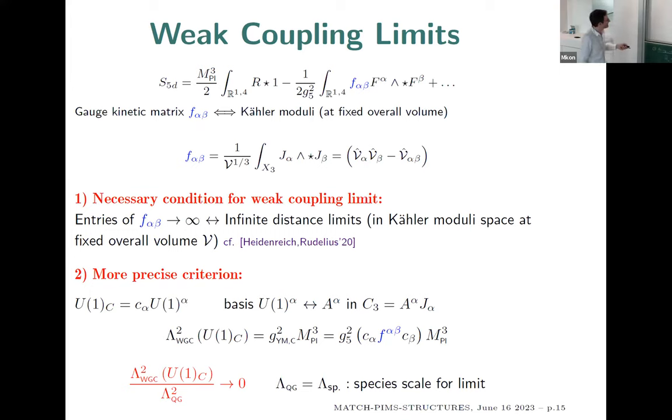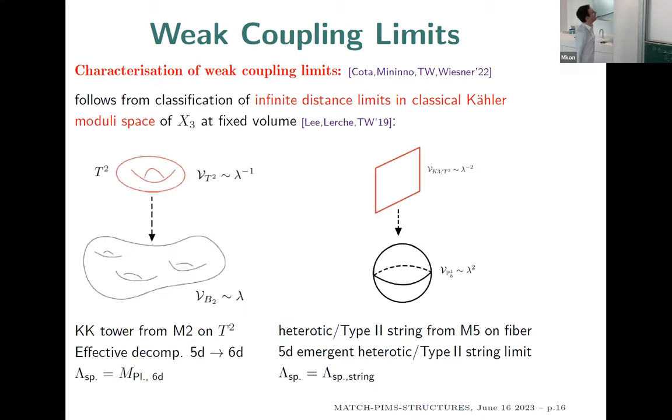And for the physicists, it's the statement that we have to relate the gauge coupling to the cutoff of quantum gravity. And this is very important because this will go to zero as well in the limit. And hence, we really need to make sure that the ratio goes to zero and not just the numerator. Okay. So let's characterize first the weak coupling limits, and then we come to the species scale. Which weak coupling limits can occur?